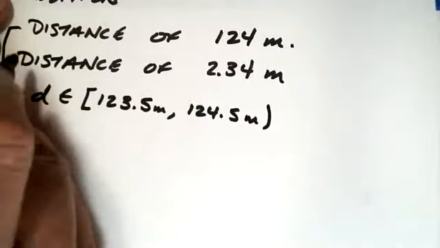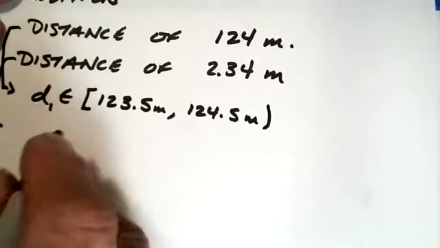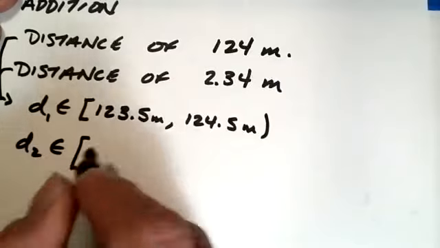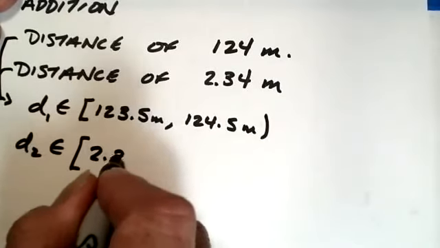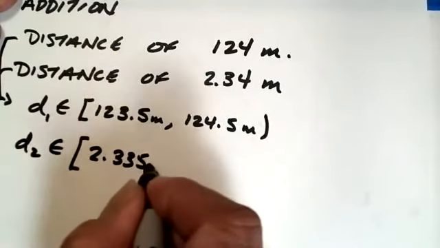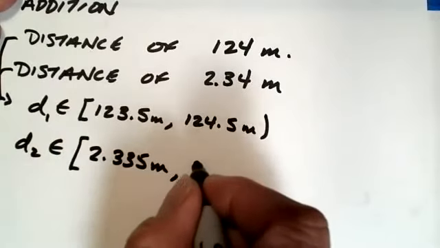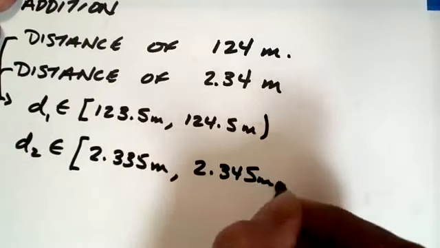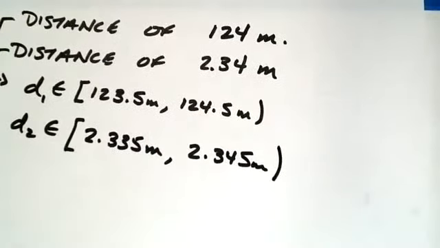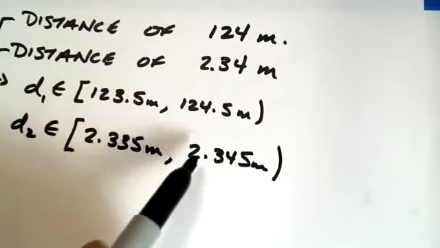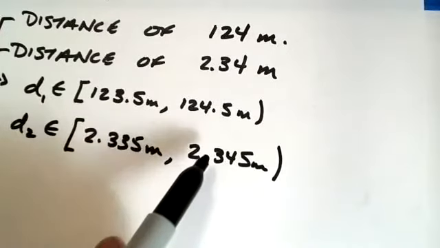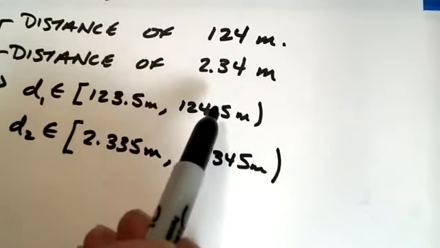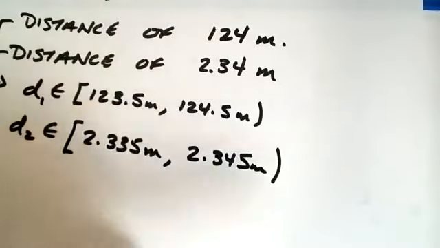And similarly with this other one, let's call that D1, D2 is somewhere between, on the low side, 2.335 meters, and on the high side, 2.345 meters. So hopefully it's clear that this is a tighter range. There's only a difference of a centimeter here, but there's as much as a meter here. So there's a lot of leeway.